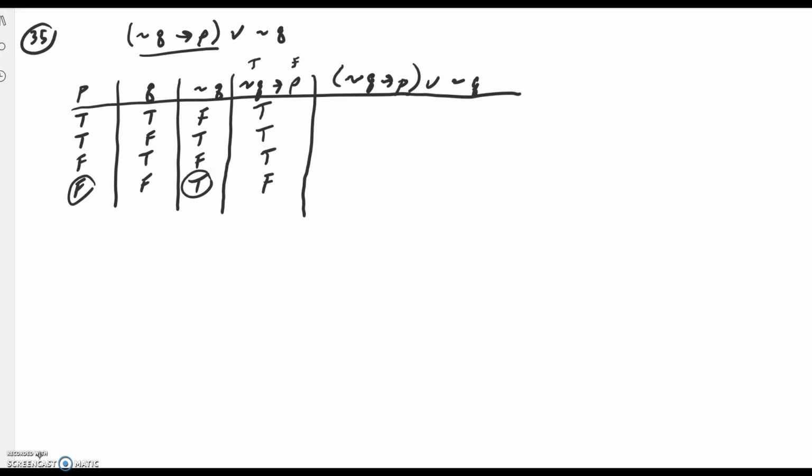And the goal is an or statement between this and this, and the only way an or statement can be false is if they're both false, and they're never both false. So this is always true, and a truth table result that ends up always true is called a tautology. One that's always false is called a contradiction. This is an always true statement, and we're done.